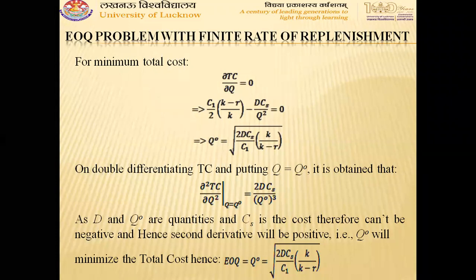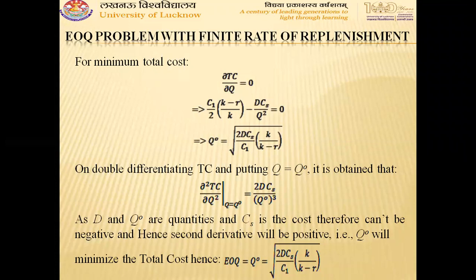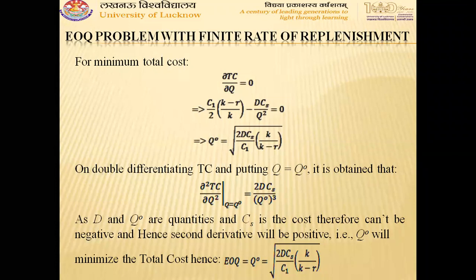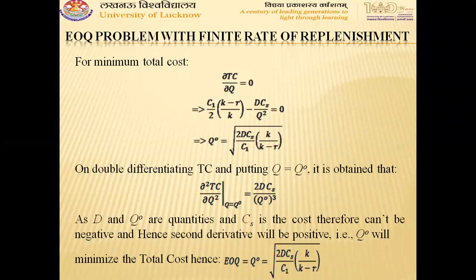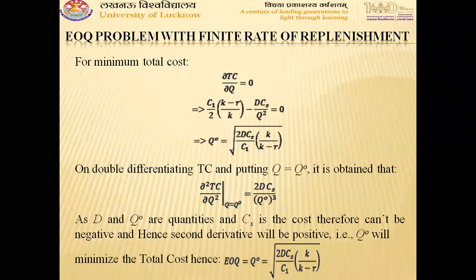And on double differentiating, that is the second condition of minimization, the second derivative of total cost with respect to q at the solution will be greater than 0. So it can be easily verified that del 2 TC upon del q square at q equals q naught will be equals to 2 dCs upon q cube.